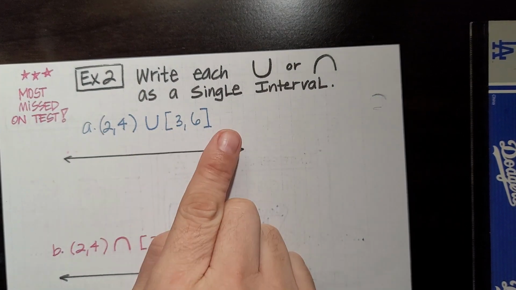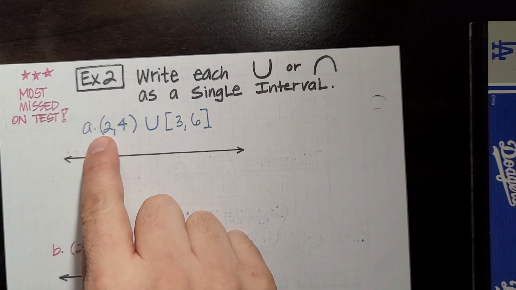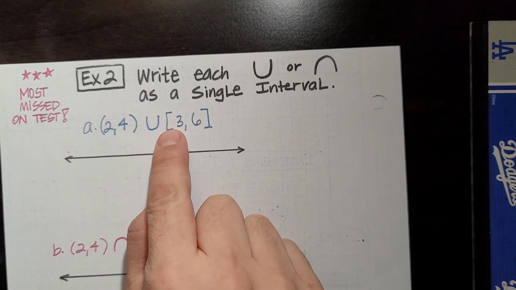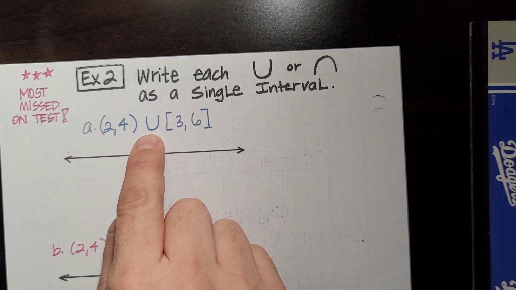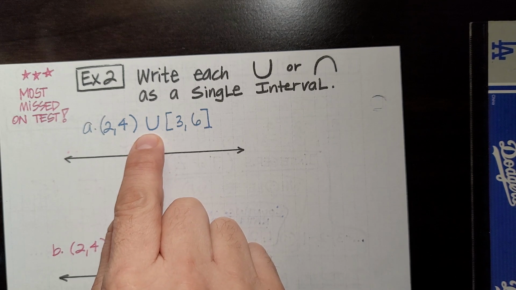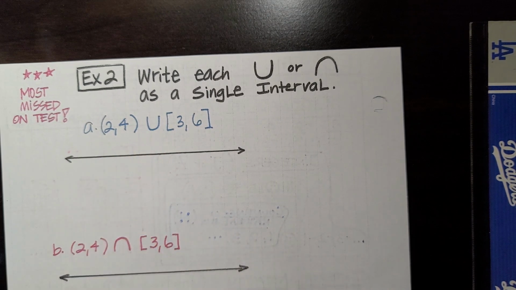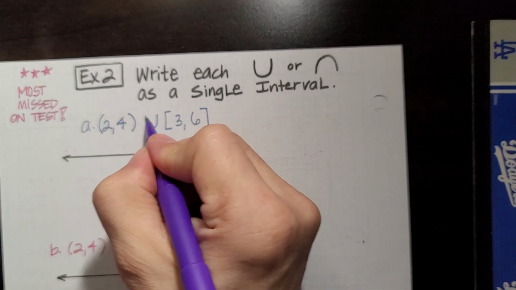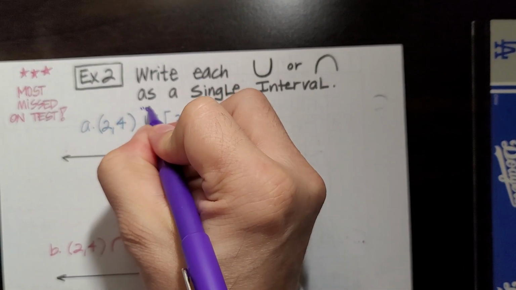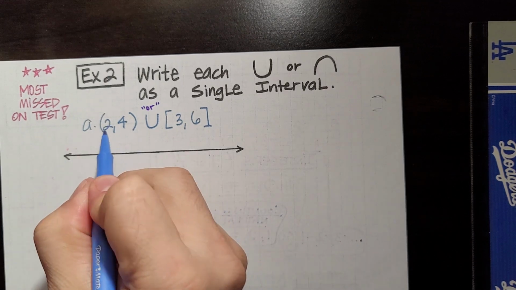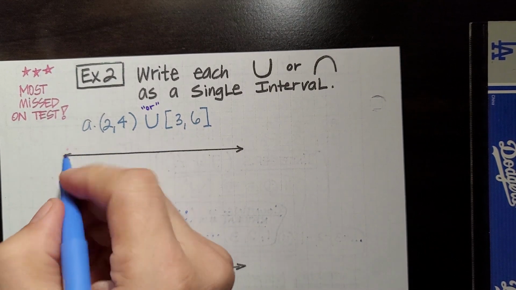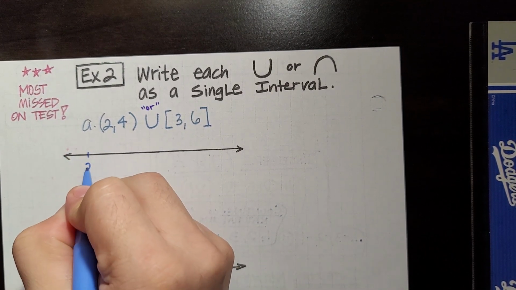Here I have two intervals. I have the open interval from 2 to 4 and the closed interval from 3 to 6, and I want a union of those two. So the first thing I'm going to do is, I know this means the word or. I'm just going to write that above it. The second thing I'll do is take my first interval and throw it down here. I'm going to go from 2 to 4.